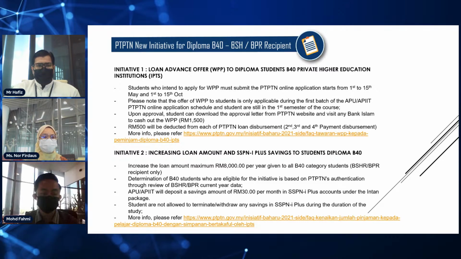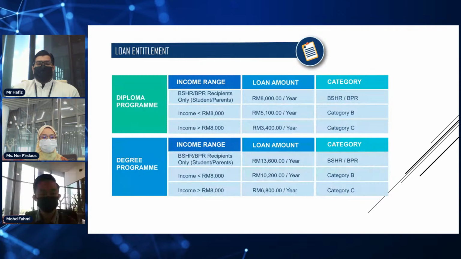And also, in regards to this initiative, APU and APIT will also deposit a saving amount of 30 ringgit per month in the SSPN-I Plus account under the Intan package. So when you are eligible for this initiative, you are not allowed to withdraw or terminate the loan or withdraw any saving in the SSPN-I during the duration of the course. Okay, if you need further explanation or any info, you may just refer to the PTPTN official website regarding the second initiative. So next, we go to how much PTPTN will provide to you.